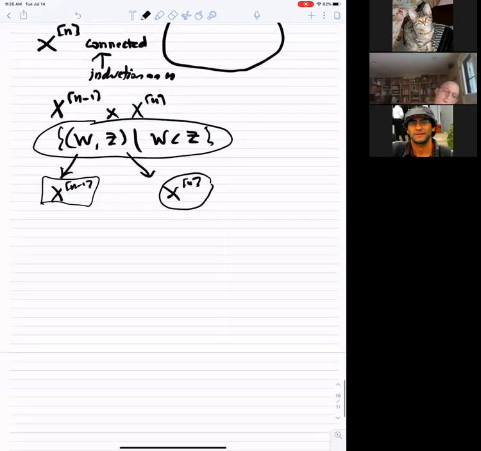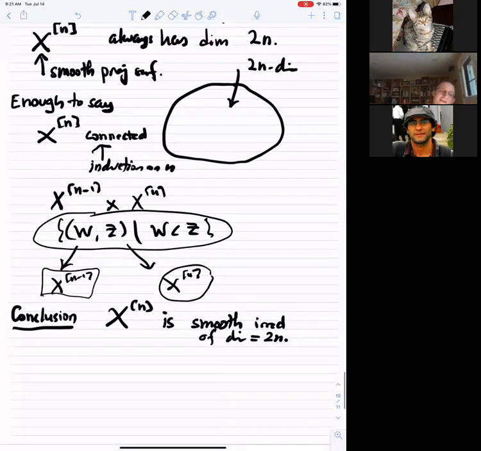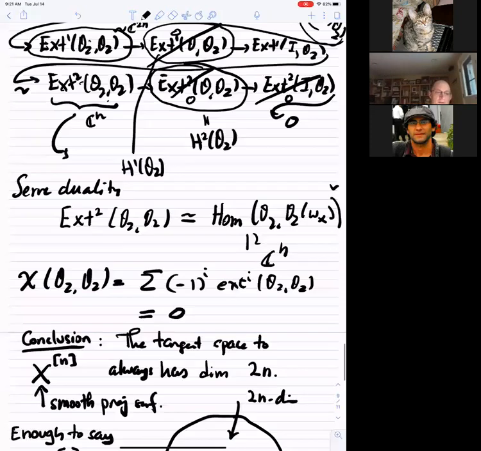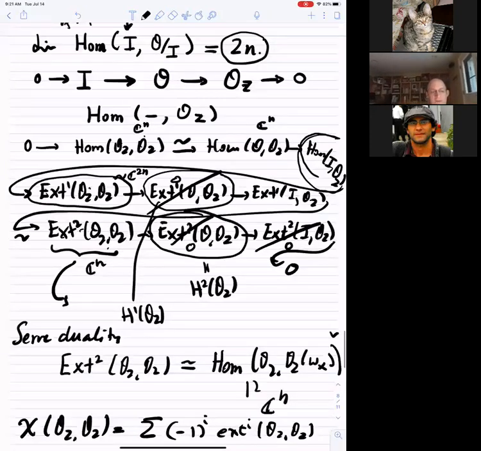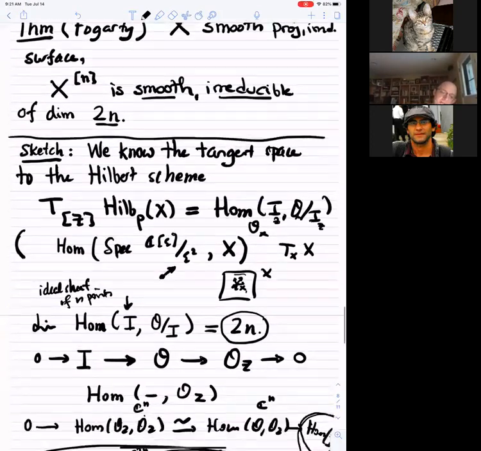So the final conclusion is that this X^[n] is smooth, irreducible, of dimension equal to 2n, okay? In other words, let's go back to the statement of Fogarty's theorem. If X was a smooth projective irreducible surface, then what we conclude is that the Hilbert scheme of n points itself is smooth irreducible of dimension 2n. In other words, it's a beautiful compactification of the configuration space, okay?